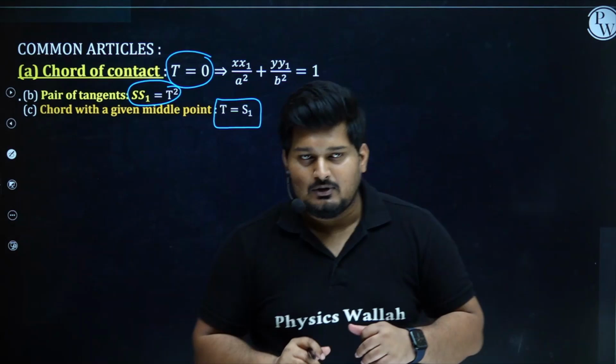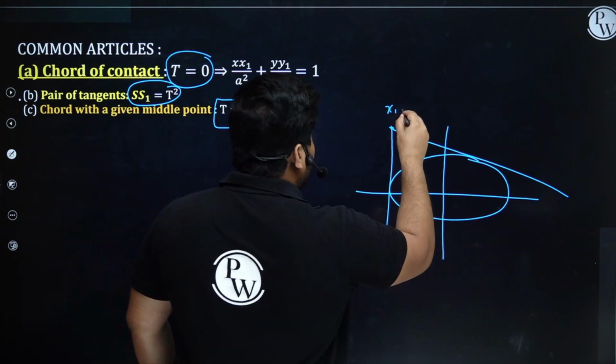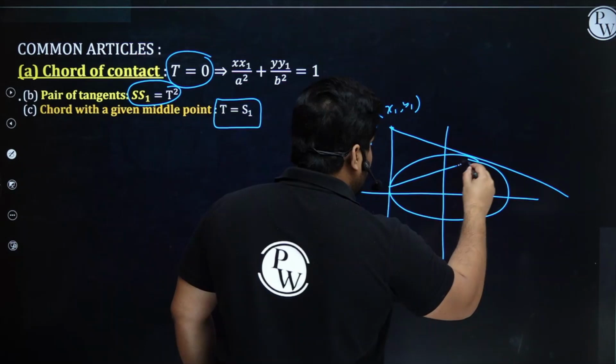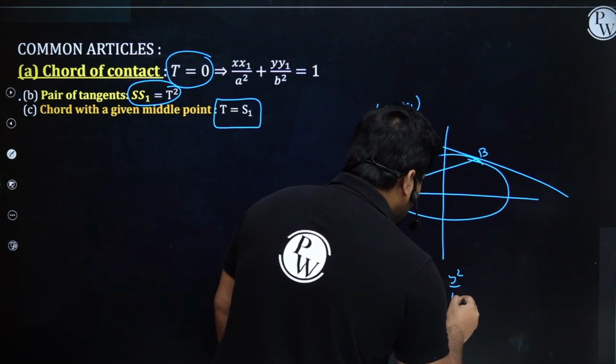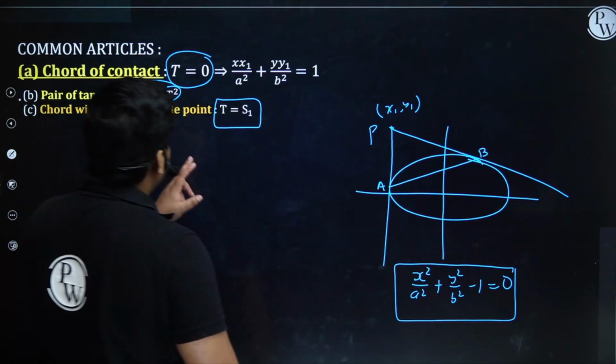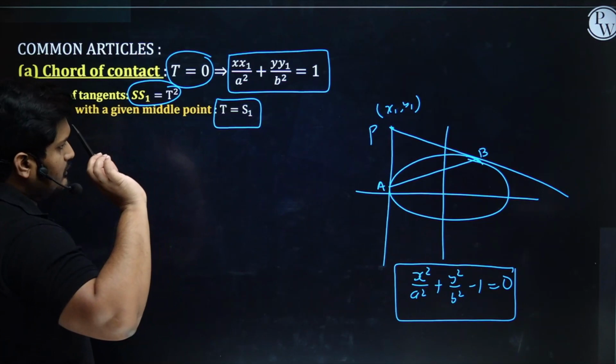So this T equal to 0, guys. What exactly is this? For any external point x1, y1, the line joining the points of contact, this AB, is the chord of contact. And suppose the ellipse is x square by a square plus y square by b square minus 1 equal to 0. So for this form of ellipse, the equation of the chord of contact is given by T equal to 0. Similarly, if you want to write the combined equation of tangents PA and PB, that is given by SS1 equal to T square. So this is the expression T is xx1 by a square plus yy1 by b square minus 1 equal to 0. S, you are already aware, this is S.